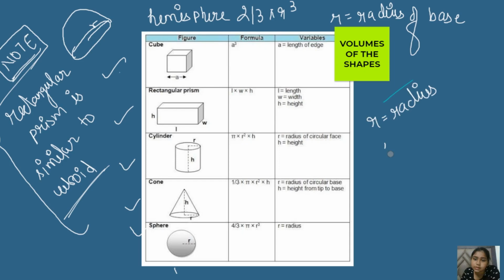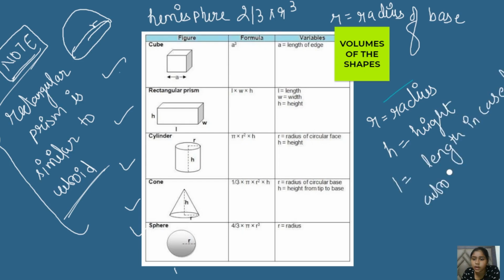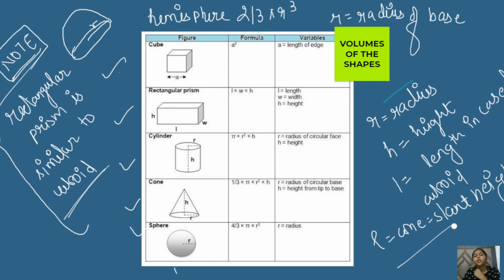Just remember these terms are common in everything. r is radius, h is height, L is length in case of cuboid. In case of cube and cuboid, L is the length, right? And in case of cone, it is slant height. Just remember, if the cone's question is there, then you have to put L equal to slant height, and if the cuboid question is there, then you have to put it equal to the length. Now the hemisphere is basically 2 by 3 pi r cube, where r is the radius of the base, right?